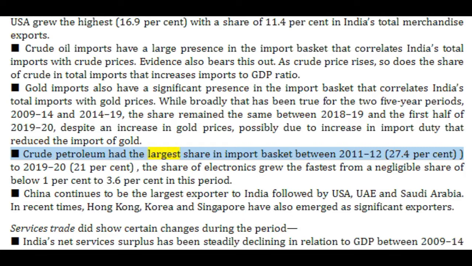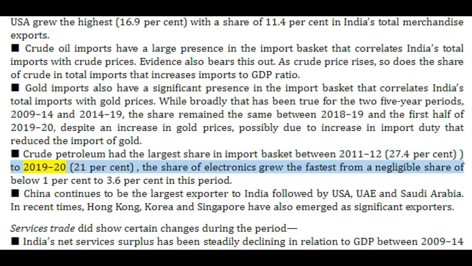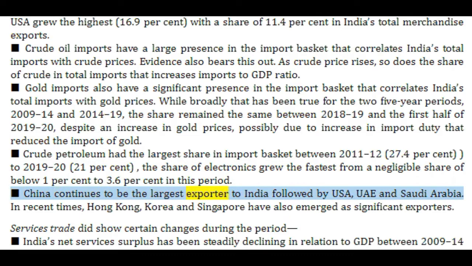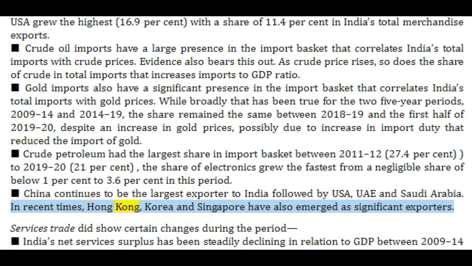Crude petroleum had the largest share in import basket between 2011 to 12, 27.4%, to 2019 to 20, 21%. The share of electronics grew the fastest from a negligible share of below 1% to 3.6% in this period. China continues to be the largest exporter to India, followed by USA, UAE and Saudi Arabia. In recent times, Hong Kong, Korea and Singapore have also emerged as significant exporters.